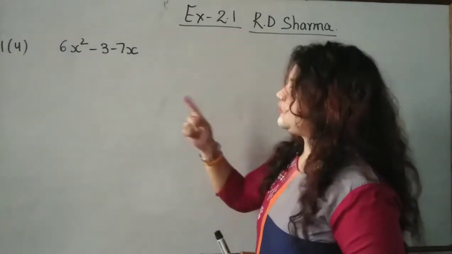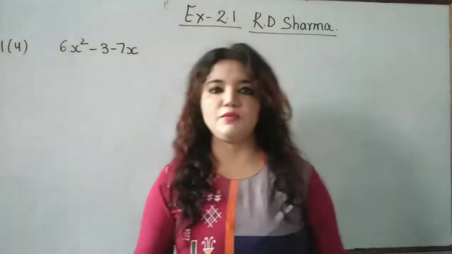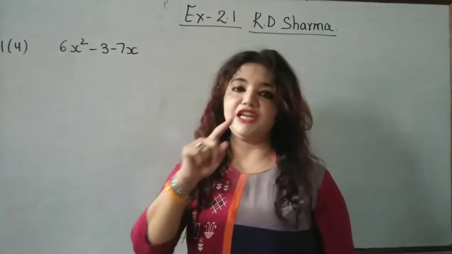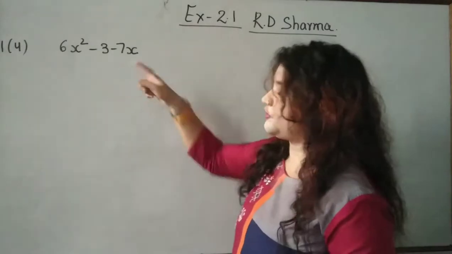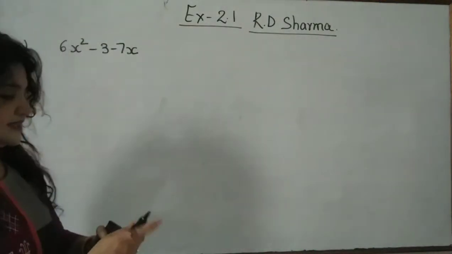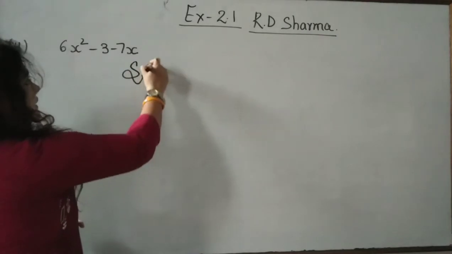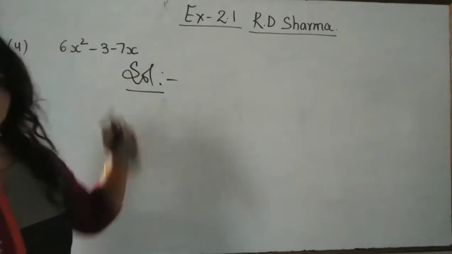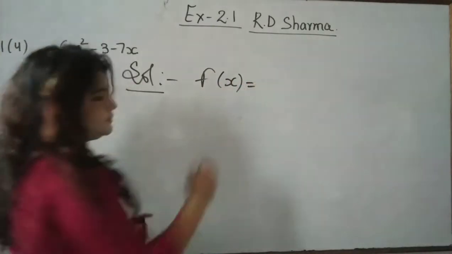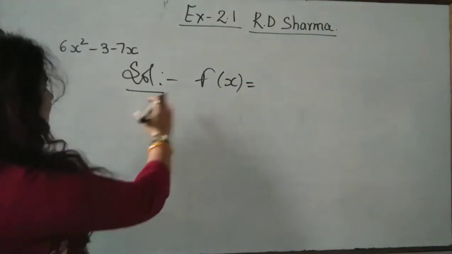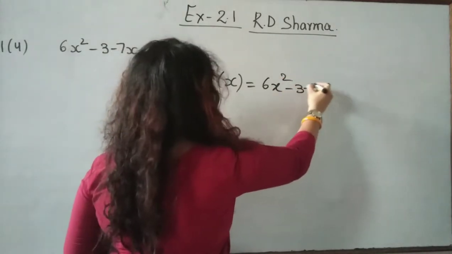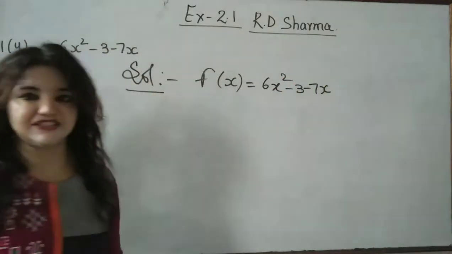So first of all we are going to find out the zeros of this polynomial. पहले हम इस polynomial के zeros को find out करने जा रहे हैं, ठीक है? And you know very well if we have to find out the zeros of any polynomial, इसको पहले मैं इस तरीके से लिखती हूँ. Solution. Our polynomial is this, so I'm writing let's assume f(x) is equal to 6x squared minus 3 minus 7x.